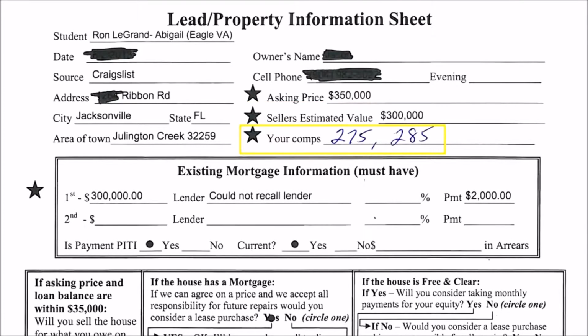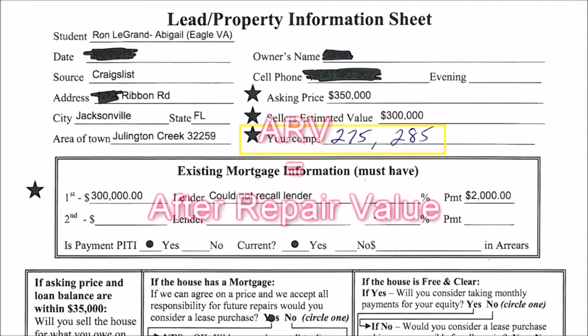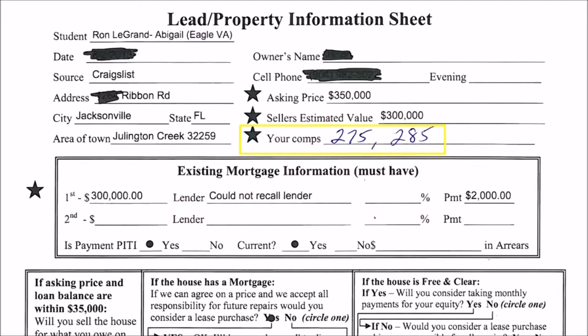But look down where it says your comps. This is where the student has written $275 or $285 because they've gone on sites like Zillow or Trulia or Redfin and looked at some comps to see what the houses were selling for in the neighborhood similar to our house, and that's what they came up with, which is good enough. From that, we've determined that the real market value of this property is about $280,000. Similar properties have sold in the same neighborhood recently for about the same price. So we got an ARV, as we call it, or an after repaired value of $280,000.